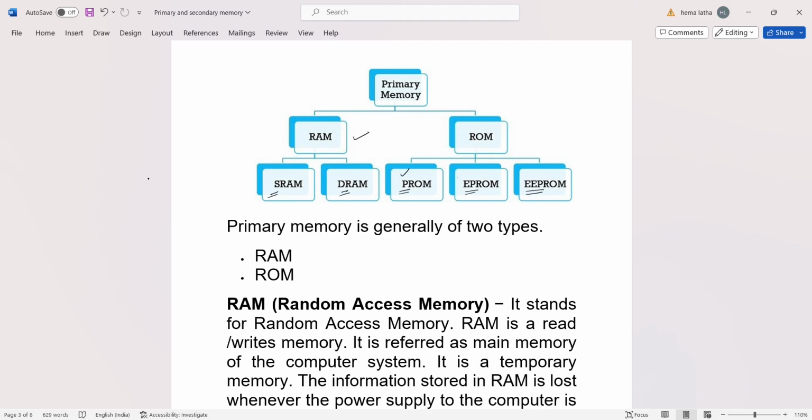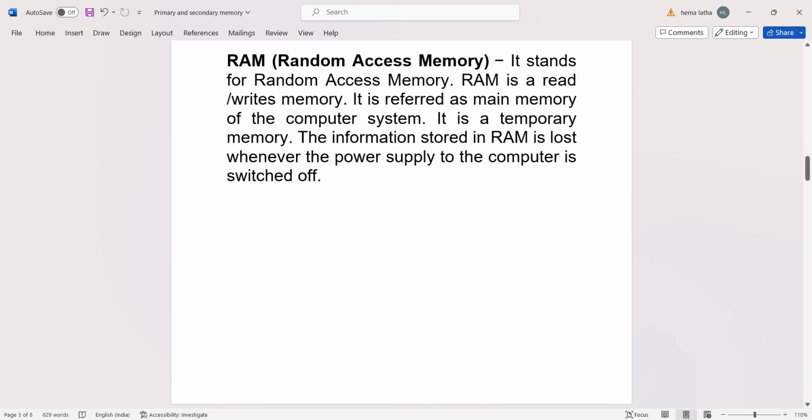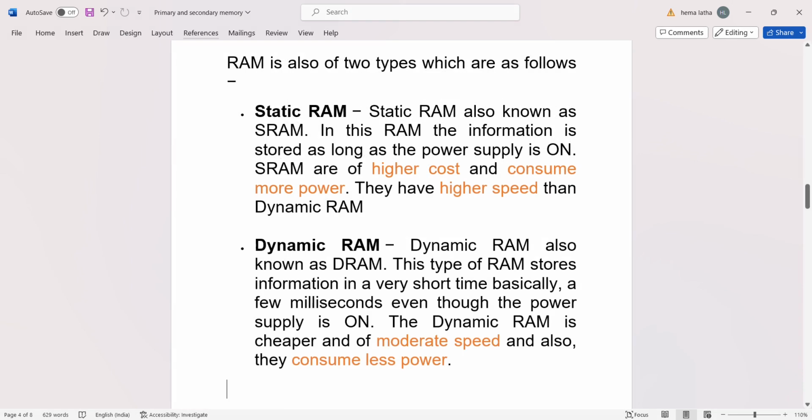Okay, so let us discuss one by one in detail. So primary memory is of RAM and ROM. First we are going to discuss RAM. RAM means random access memory. Actually, it is a read and write memory. So whatever discussions we have done for the primary memory will suit RAM. It is the main memory and temporary memory, and the information will be lost when the power is switched off. So everything we discussed for primary memory suits RAM. So RAM is of two types.